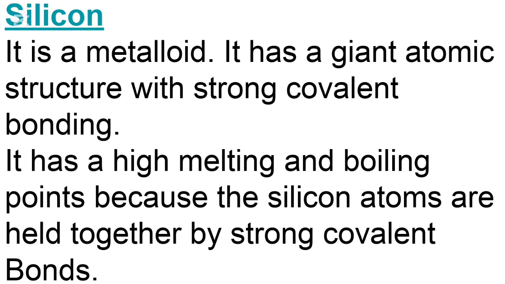So that is it about silicon. It's a metalloid with a giant atomic structure which involves very strong covalent bonds. It has a high melting and boiling point because the silicon atoms are held together by very strong covalent bonds.